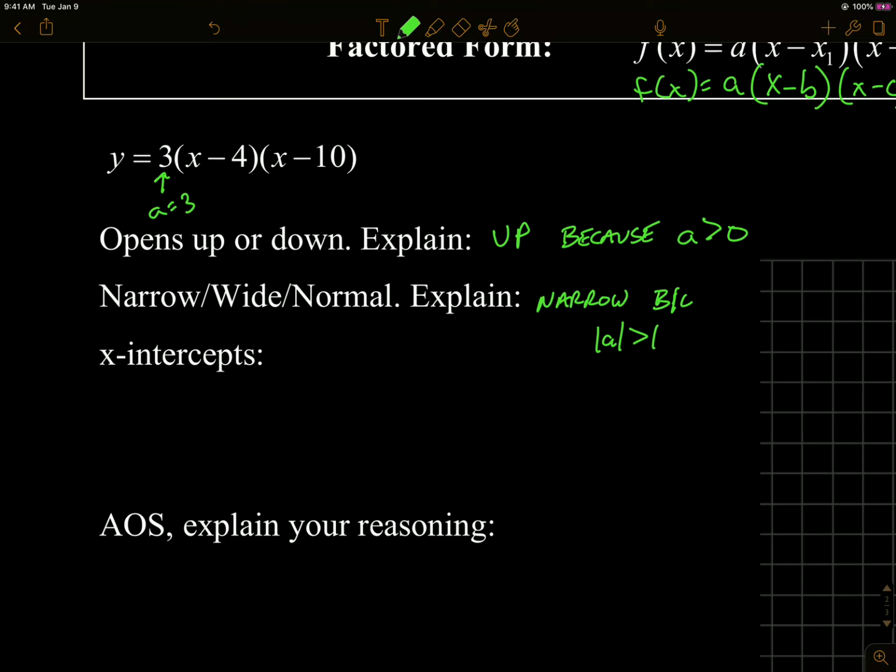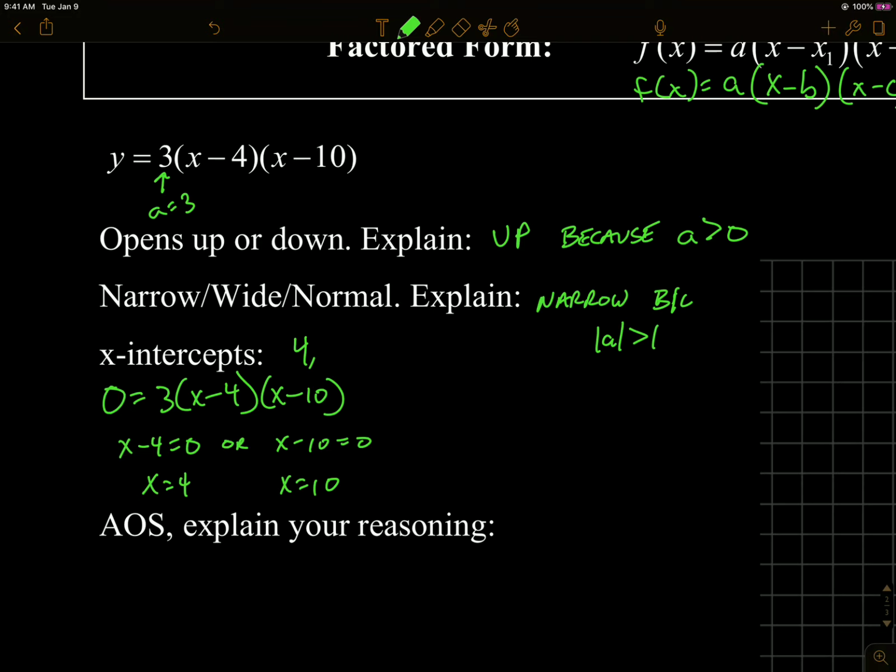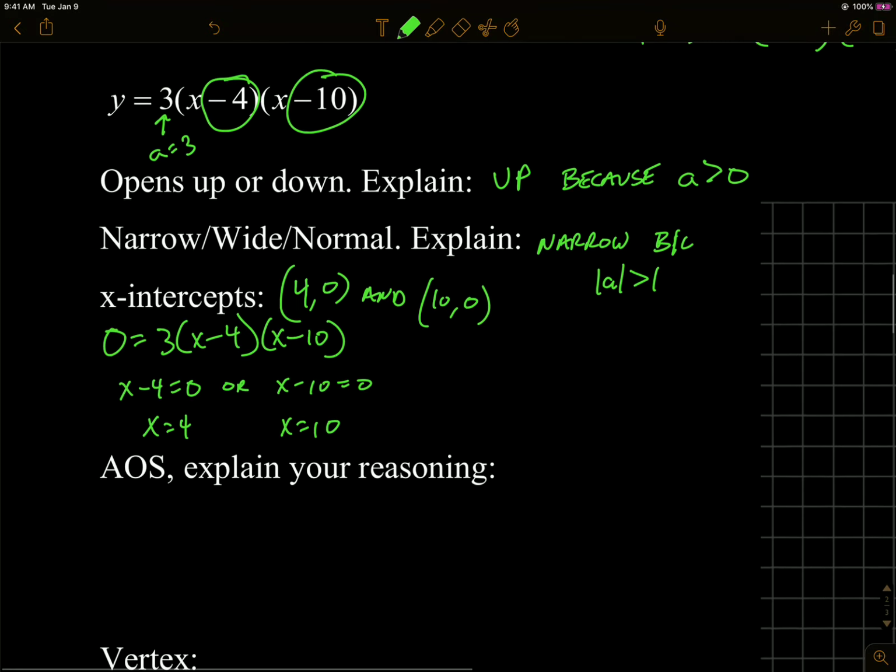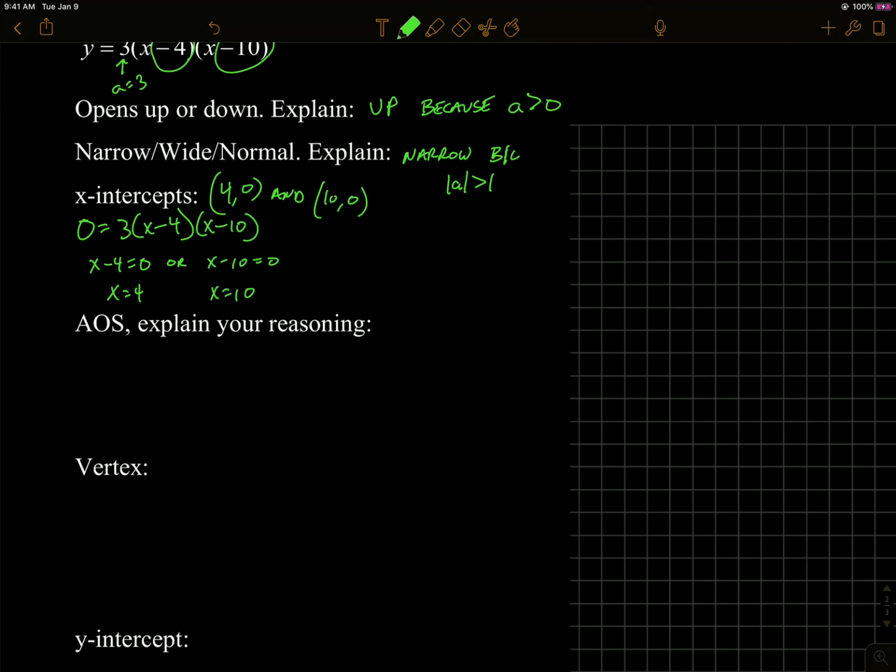X-intercepts, well, we know that we plug in 0 for y. And since it's already factored, the zero product property would tell us that when x minus 4 equals 0 and x minus 10 equals 0 will be solutions. So we get x equals 4 and x equals 10. So my x-intercepts are (4, 0) and (10, 0). And again, we know that when it's in factored form, it's going to be the opposite of these guys. So we see an x minus 4 and an x minus 10. So it's going to be 4 and 10.